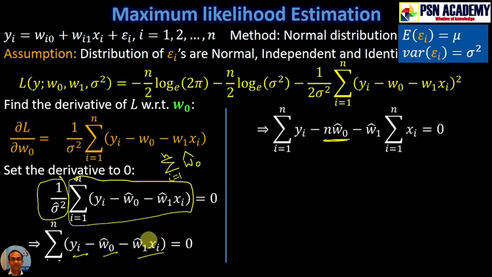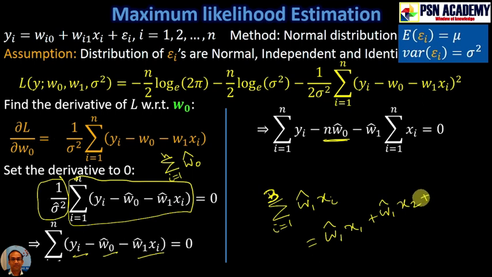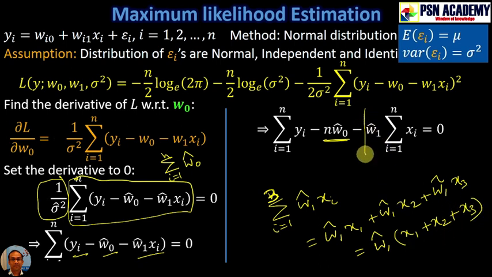And in case of the third term, you have w1 xi. Now, if you take the summation of i equal to 1 to n of w1 hat xi, suppose this n is 3, then it will look like w1 hat x1 plus w1 hat x2 plus w1 hat x3, and you take w1 hat as a common factor, then you get x1 plus x2 plus x3. That is the situation we have here.